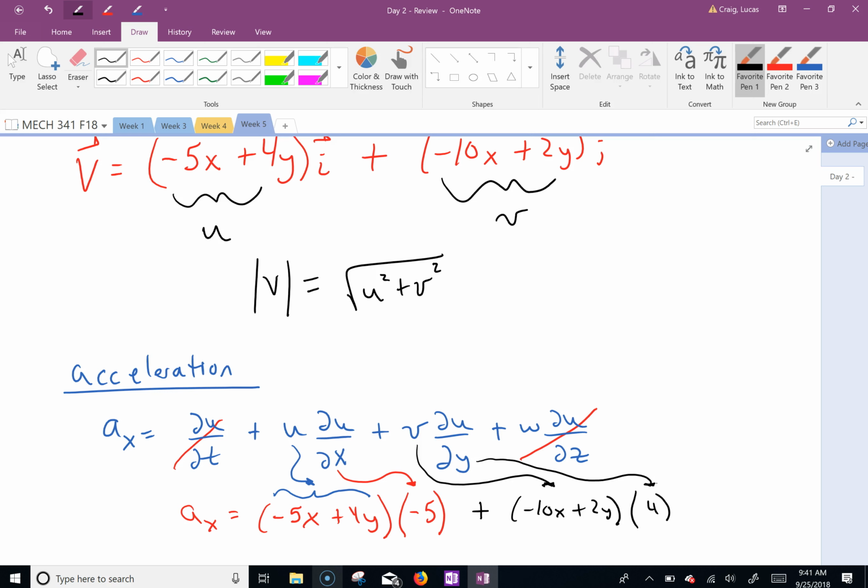Okay, does that make sense? So then we could just plug in the values, like I would tell you, find the acceleration at x of 1 and y of negative 10, you just plug them in. Okay, this would be the ax, and then the ay, you would then do the same thing, but all these u's would be changed to v's.